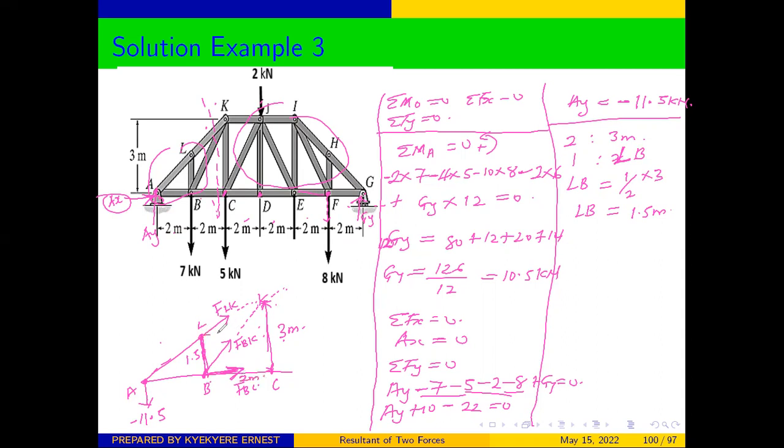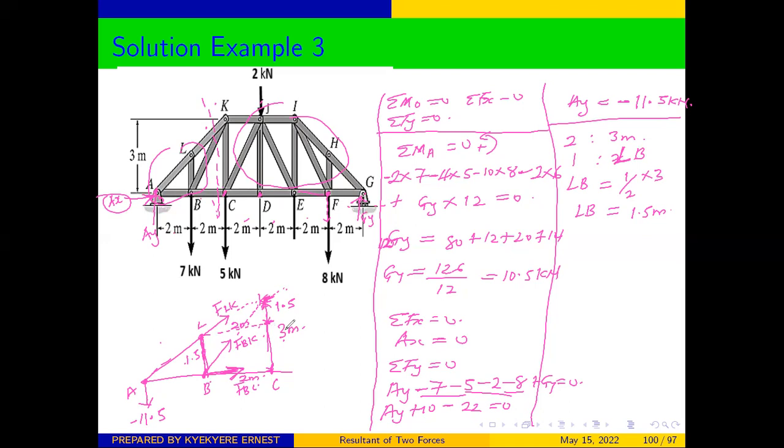Therefore, if we draw also a horizontal from here, the length is going to be 2 meters. Therefore, if this is 1.5 and from this point to that point is 3, then it means that from this point here up to K here will also be equal to 1.5. I'm talking about from this point to that point. But from this side to K will still remain as 3.